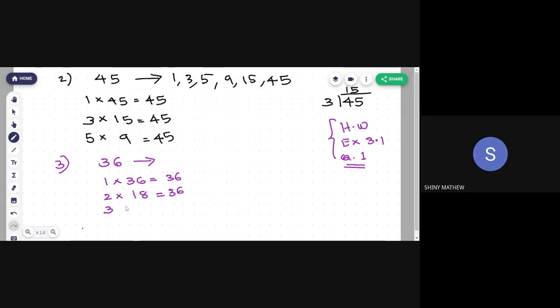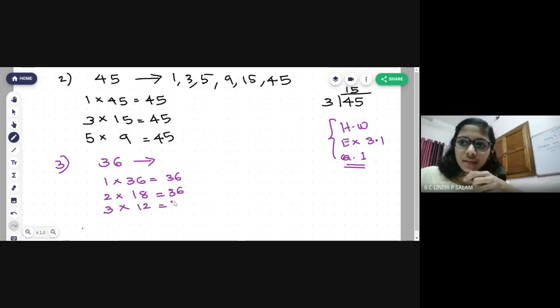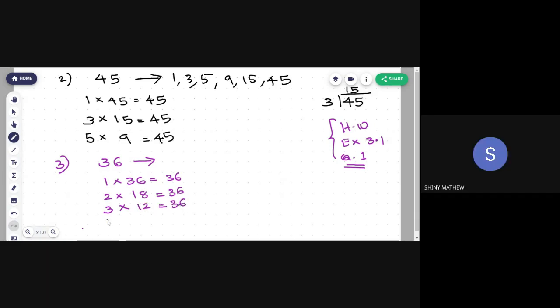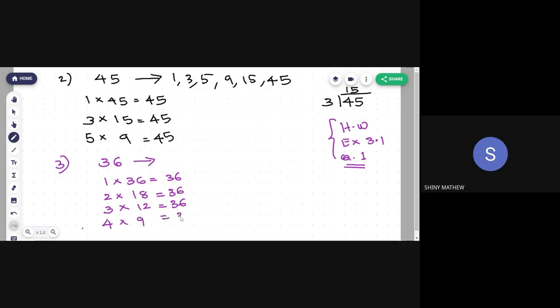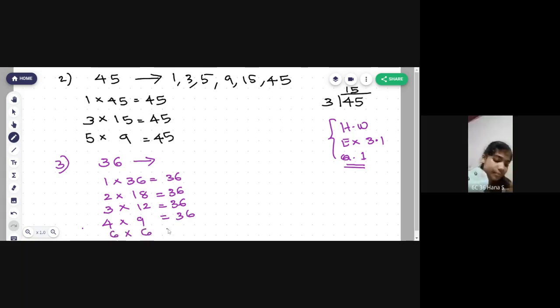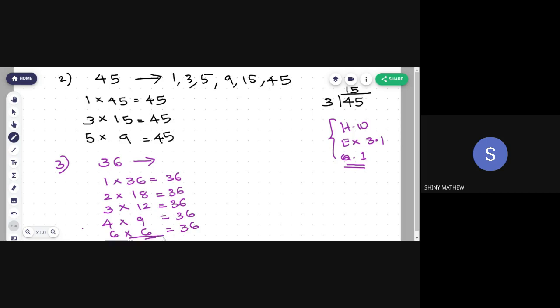Then 3 times 12 is 36. Then 4 times 9 is 36. Then with the 5 we can't. But by 6, 6 times 6 is 36. Okay, so now we can stop the process. 6 times 6 എന്ന് പറഞ്ഞപ്പം we can stop that process.